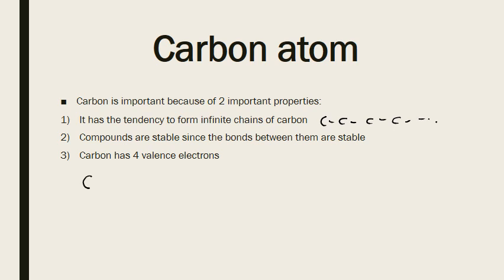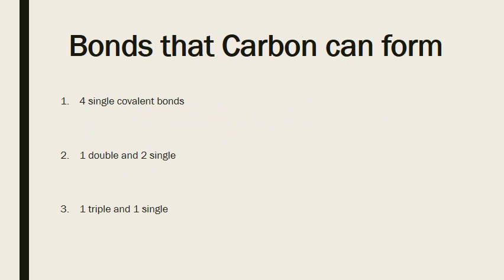Remember, carbon is C6, so the electronic configuration is K2 L4. That means it has 4 valence electrons. Carbon can form 4 single covalent bonds, just like in CH4. This is the first, this is the second, this is the third, and this is the fourth.